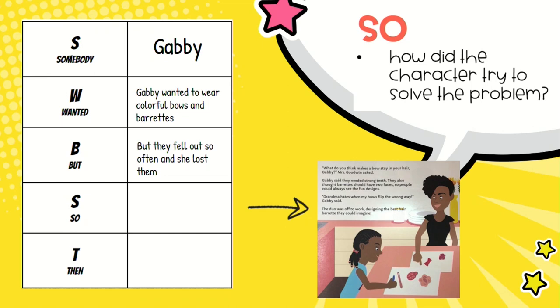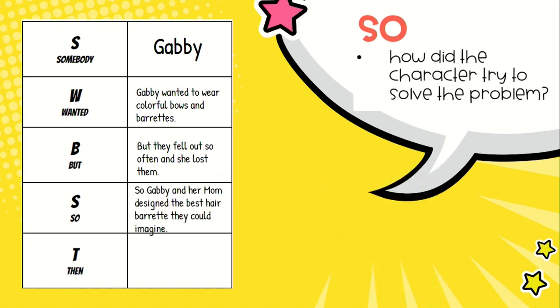The duo was off to work designing the best hair barrette they could imagine. So let's write that in the S box. This is what Gabby has done to try to solve the problem of always losing her hair bows. So Gabby and her mom designed the best hair barrette they could imagine. Is that what you said too? If so, you're becoming a great summarizing superhero. Show me those superhero thumbs up.